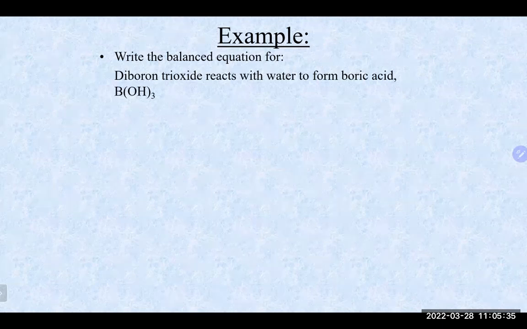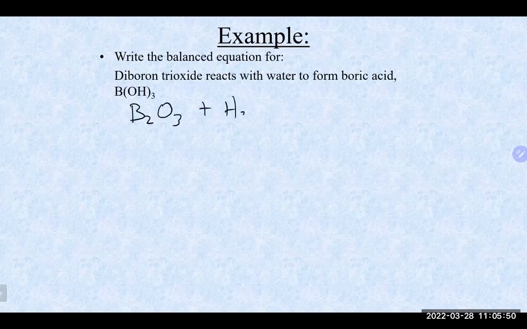So again, we got everything in words. So we just want to make sure, first off, forget about the balancing part, that we get the right formulas. So diboron trioxide, the di tells us 2 and the tri tells us 3, which means that is B2O3, reacts with water, which is H2O, and forms our boric acid in this case. So at this point, we have the correct unbalanced equation, correct formulas down. Now we can actually do the process of balancing.